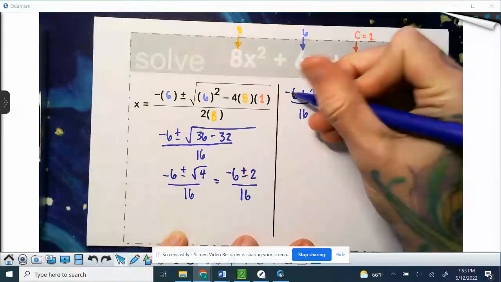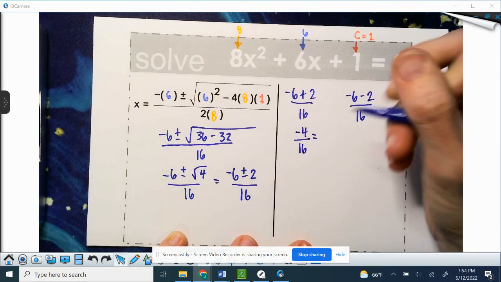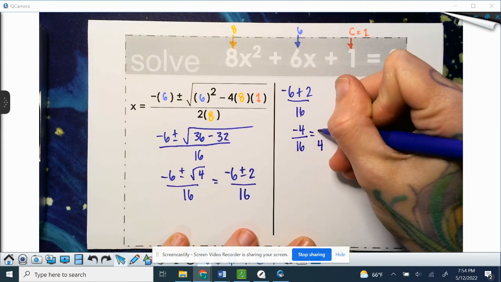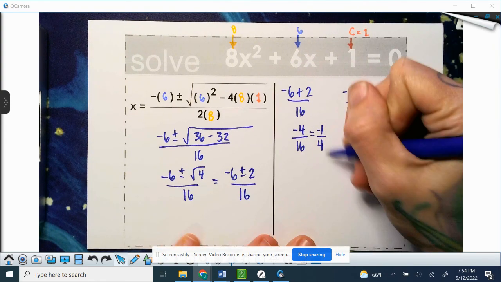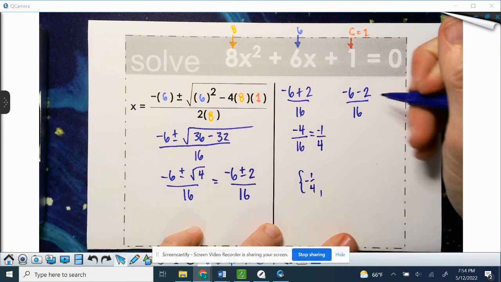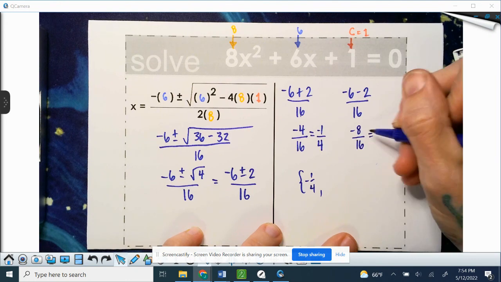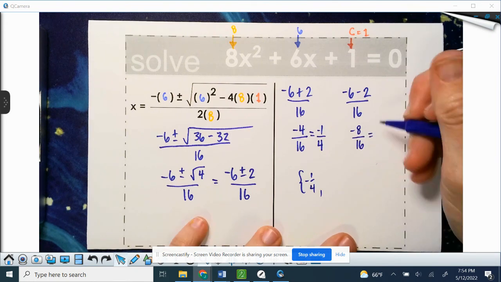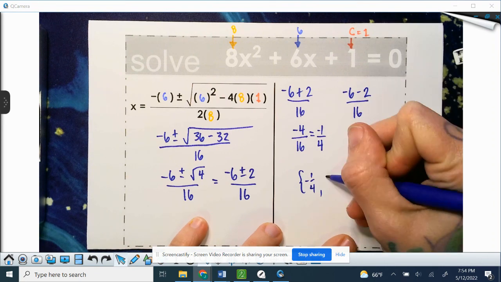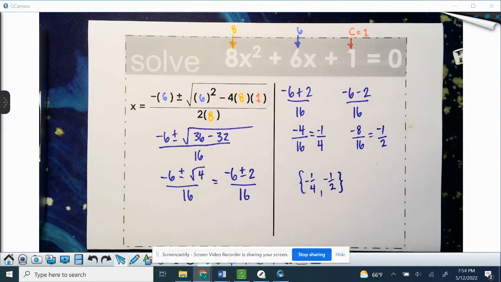Negative 6 plus 2 is going to give me a negative 4 all over 16. We do want to reduce. 4 does go into 16 4 times, and it goes into itself 1 time. So it's a negative 1/4. We can start our list. Negative 1/4. Negative 6 minus 2 is going to give me negative 8 over 16. Again, let's reduce it. 8 does divide into 16, so 8 goes into itself 1 time, and then twice for the 16, so negative 1/2. And those should be our solutions for that one.